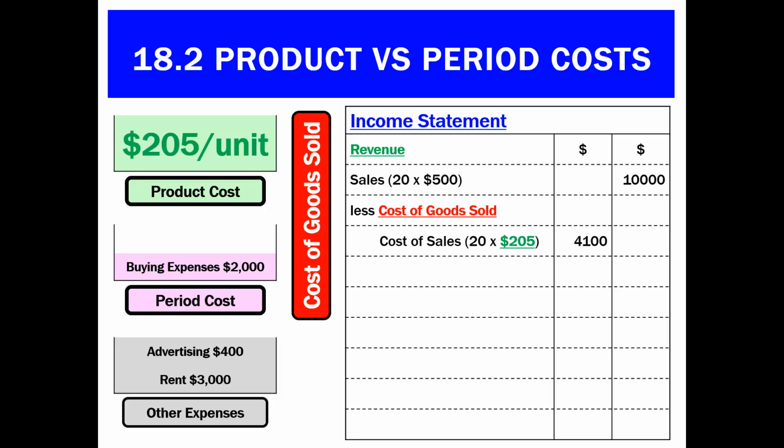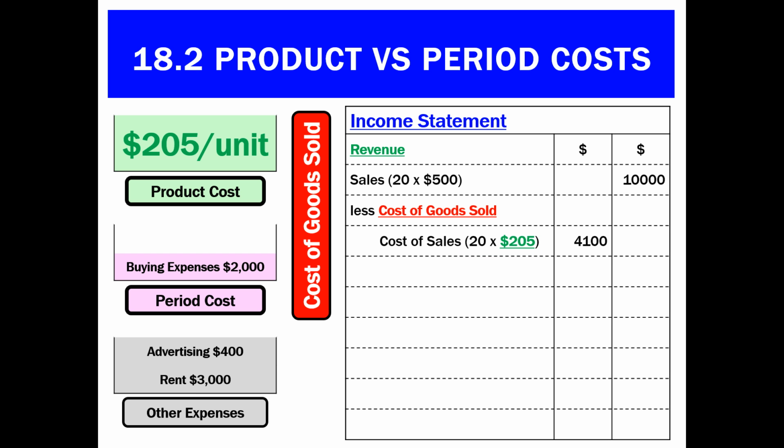So what is cost of sales? Well, cost of sales is actually product cost. That's that figure there. That is now a cost of sales. So if each product or unit costs $205, and I sold 20 of them, that's 20 times 205 is $4,100.